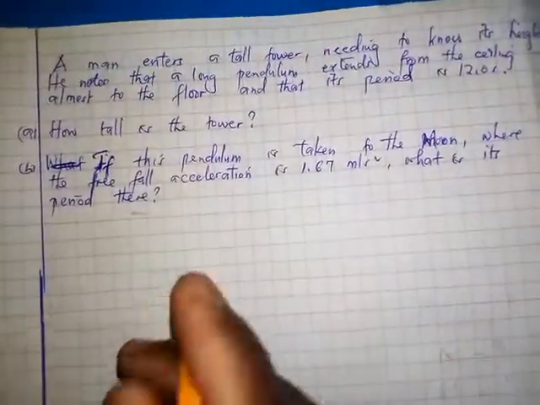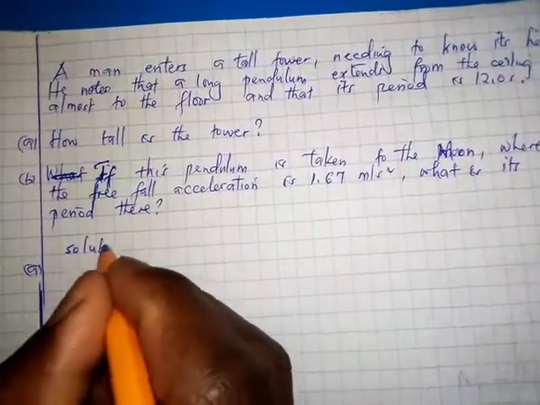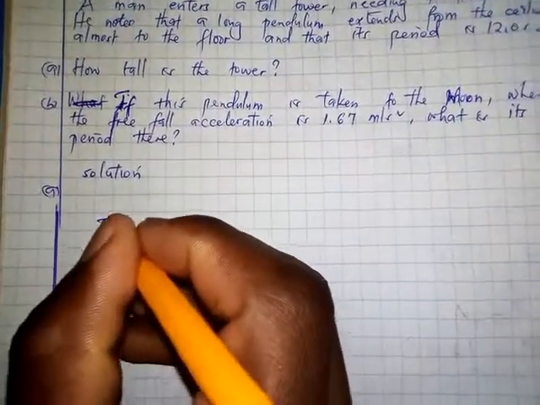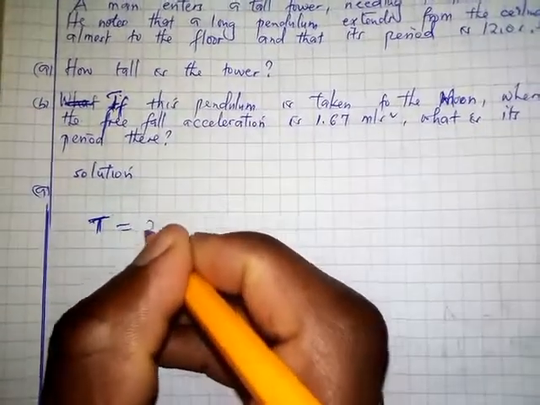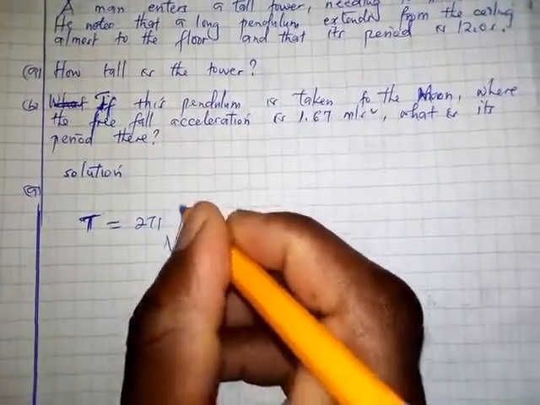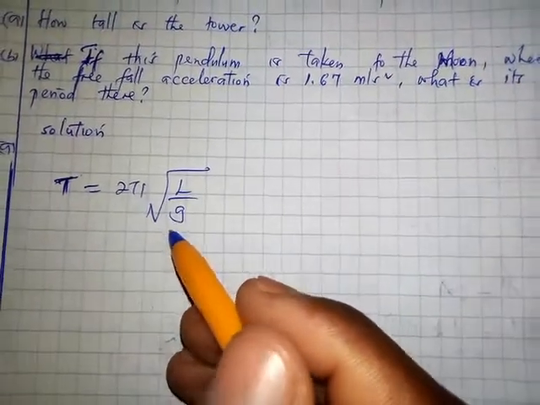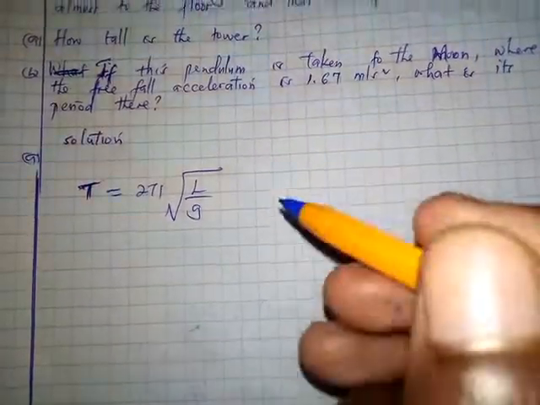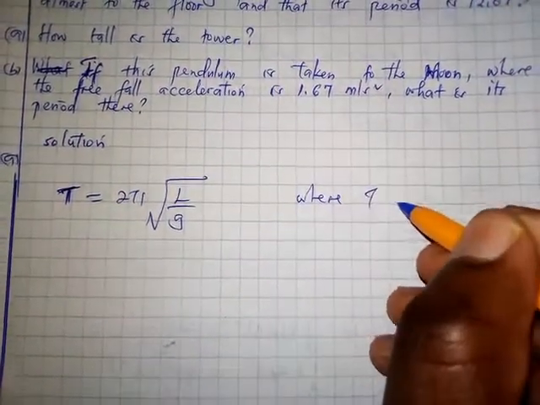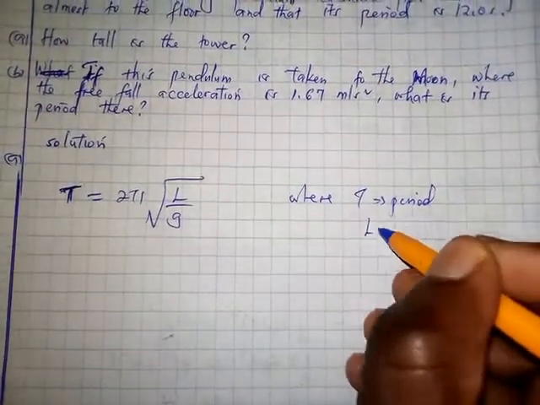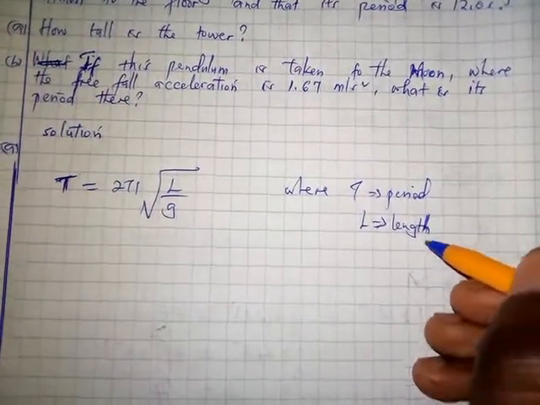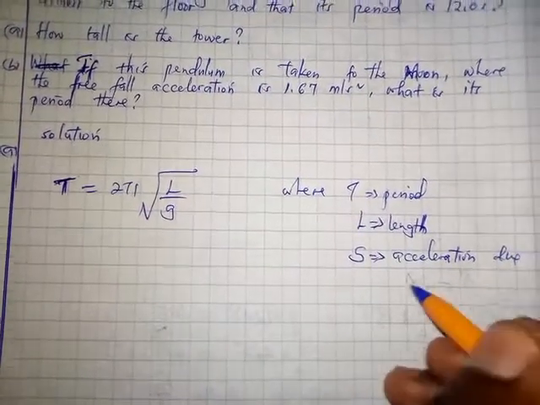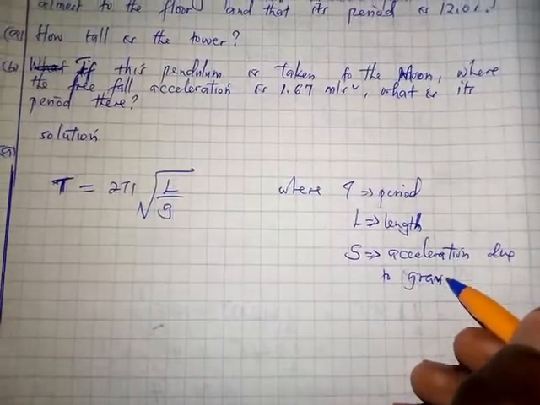So for A, the solution. For a string pendulum, the period T is given by T = 2π√(L/g). This L over g is under a square root, where T is the period, L is the length of the pendulum, and g is the acceleration due to gravity, or gravitational acceleration.